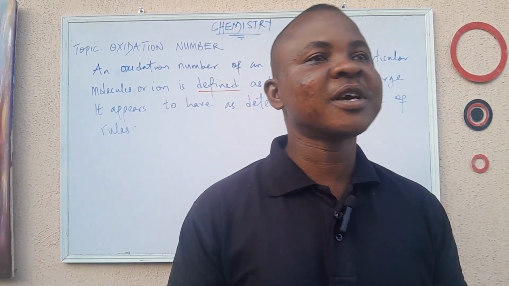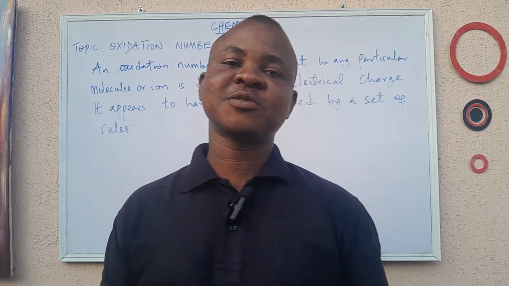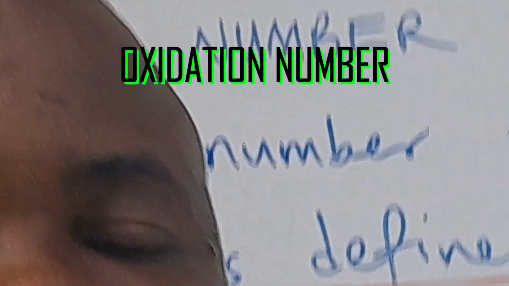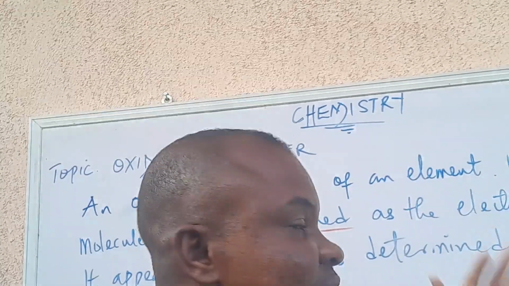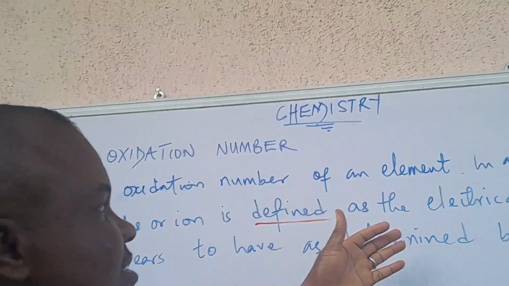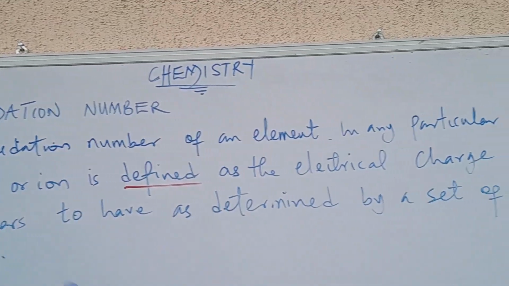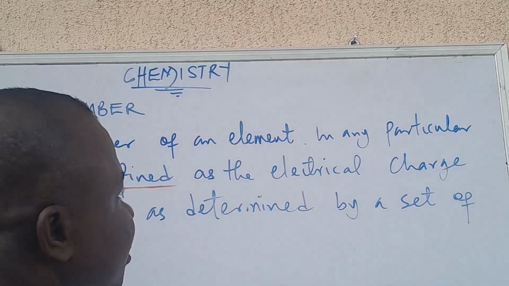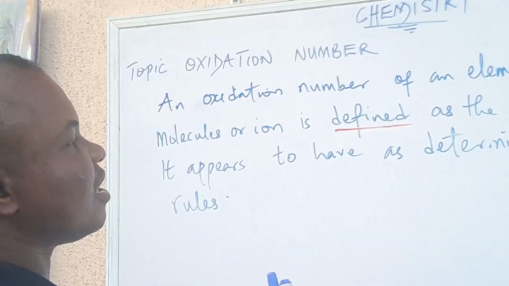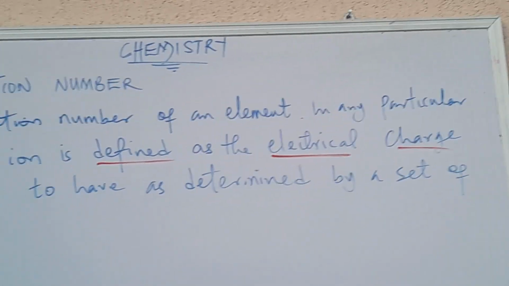Today we'll be looking at an important topic in chemistry. The topic is oxidation number. Oxidation what? Number. Well, by definition, the oxidation number of an element in any particular molecule or ion is defined as the electrical charge that it appears to have as determined by a set of arbitrary rules.